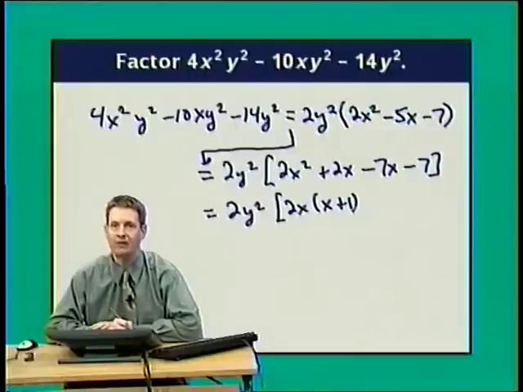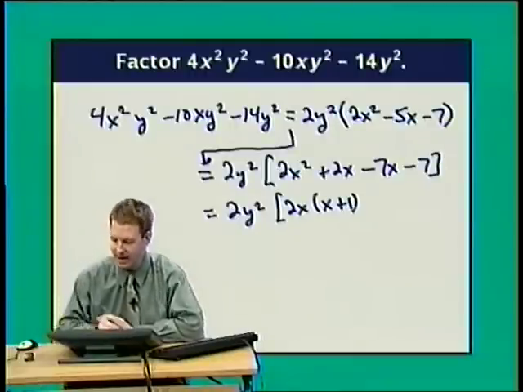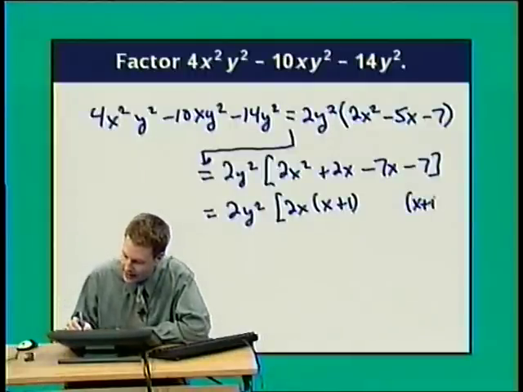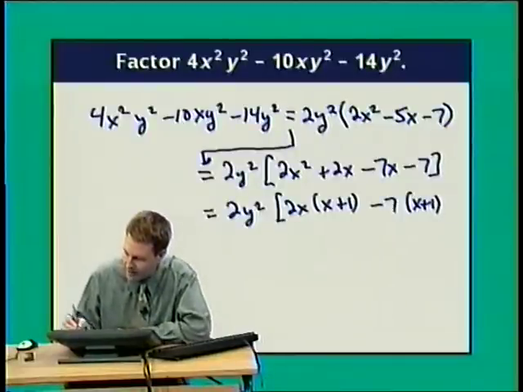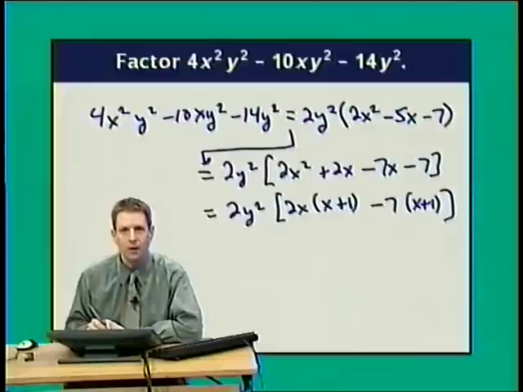So I want to factor now negative 7x minus 7 in such a way that I again leave behind x plus 1. Well, what would I have to factor out? That would be negative 7. So let's see what we have.